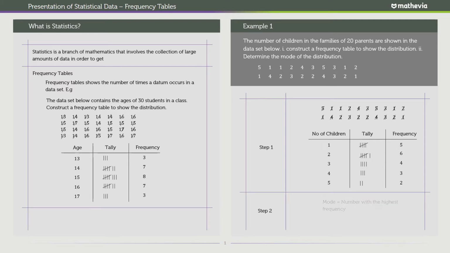Using this frequency table, we can determine the mode of the distribution. Like I said before, the mode is the datum with the highest frequency. It's the datum that occurs most often. And in this case, our mode is 2. Simple, straightforward. Let's move on.